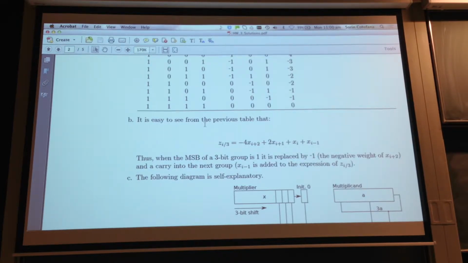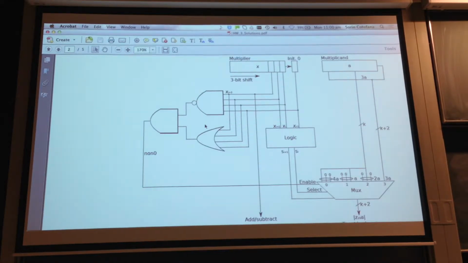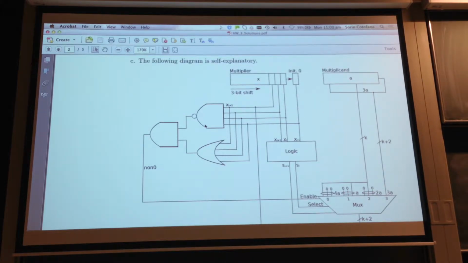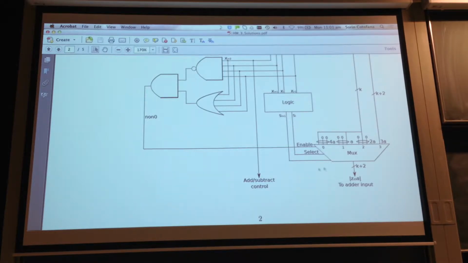Now, from here further, things can be done in different ways. What you have to do is find an implementation of the previous table. And the previous table is telling you the following story. You consider 3 bits from here and the reference. Then based on those 4 bits, you have to generate signals for this mux. And the signals for this mux will select 0, A, 2A, 3A, and 4A.